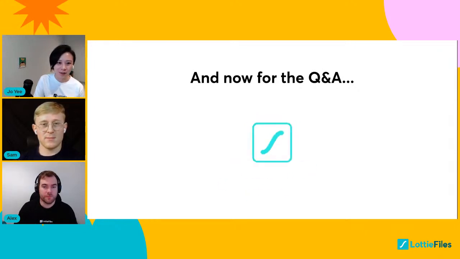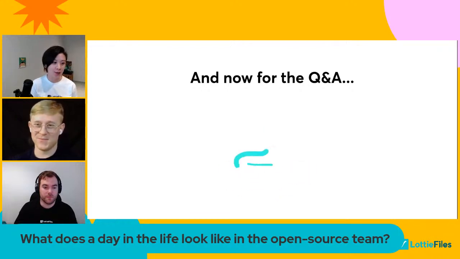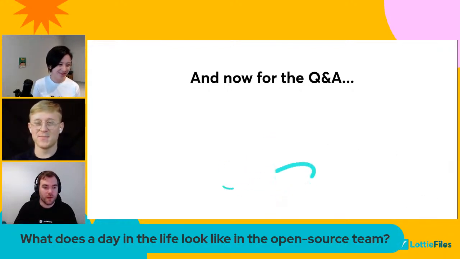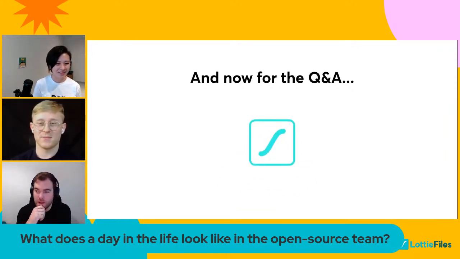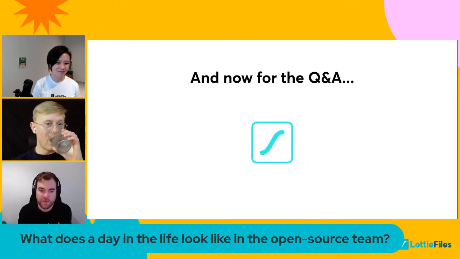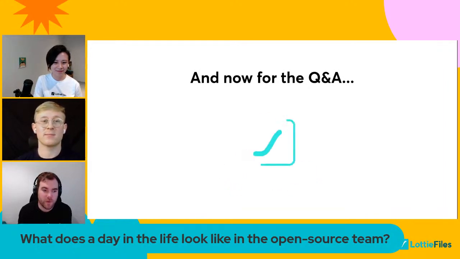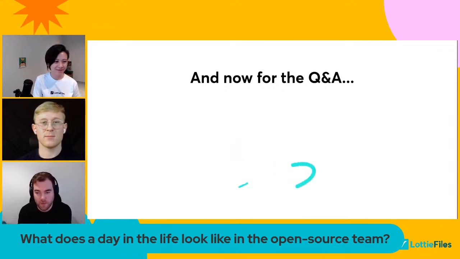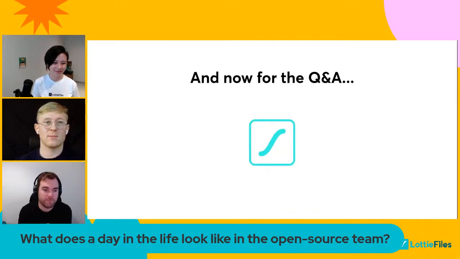All right, so the first one that we got was, what does a day in the life look like in the open source team? Okay, I can take this one if you want. So a typical day in the life of the open source team is we tend to have a team sync on a Monday and a Friday, on a Monday to plan how things are going for the week, and then on a Friday to see how things have been and if there's anything blocking any of the projects. But apart from that, most of the team work on individual projects for the week, and it's a mixture of implementing new features, fixing any bugs that might crop up, and making sure that any issues on GitHub that have been brought up are dealt with. That's pretty much it.